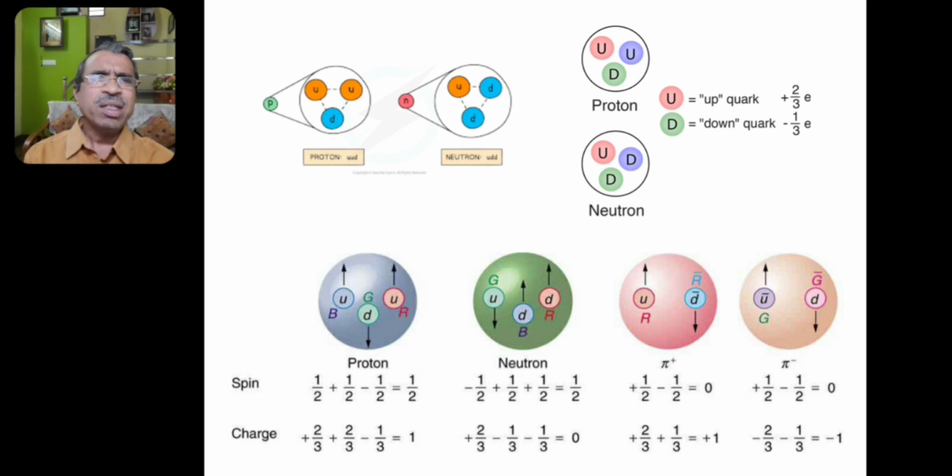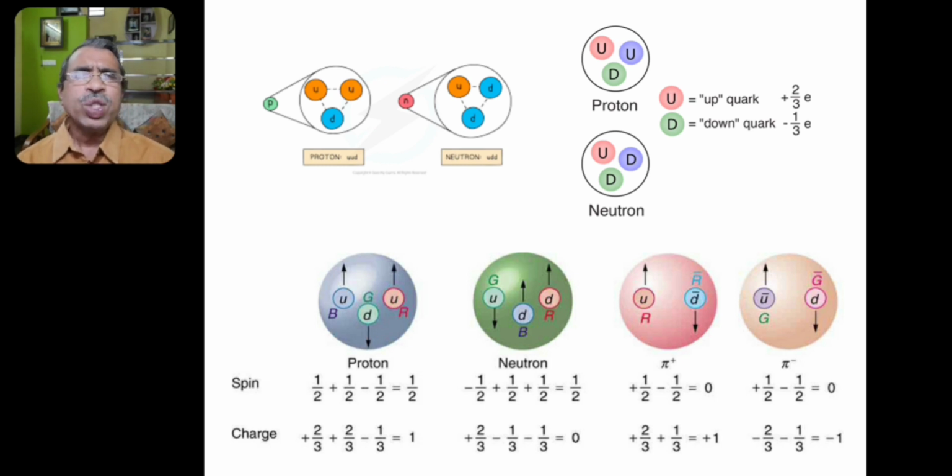And here below, for the protons and neutrons, what is the spin of the proton and what is the charge of the proton? We have studied that the spin of the proton and neutron is half, the charge of the proton is plus 1, and the charge of the neutron is 0. How do we get this charge and the spin? This we get from this slide.